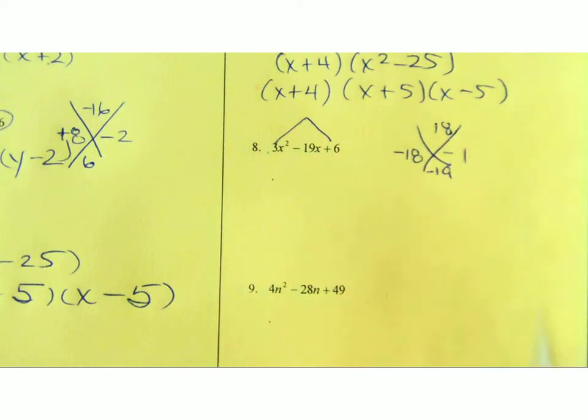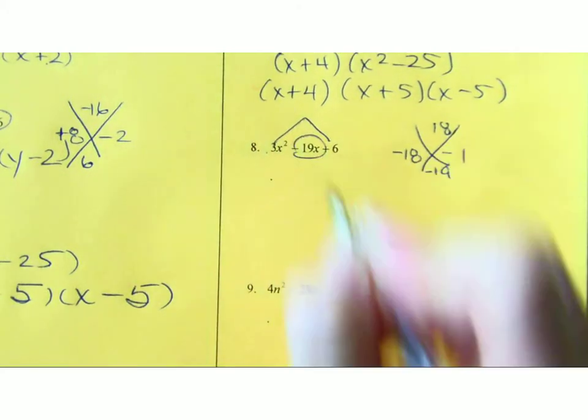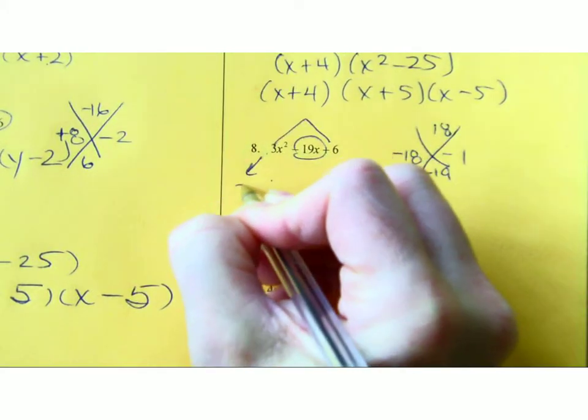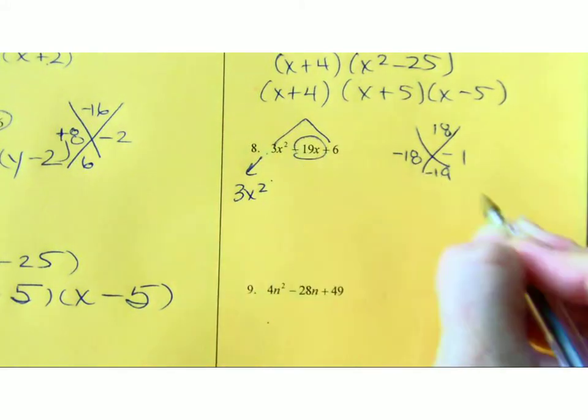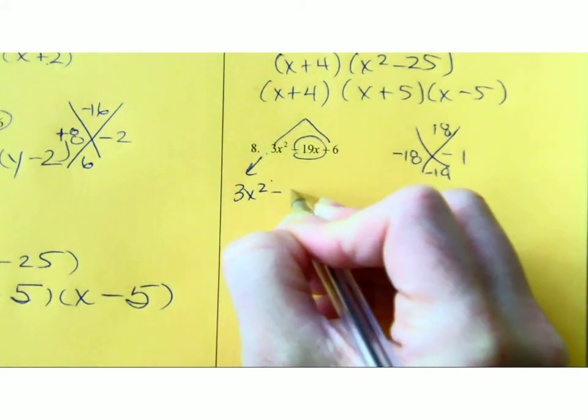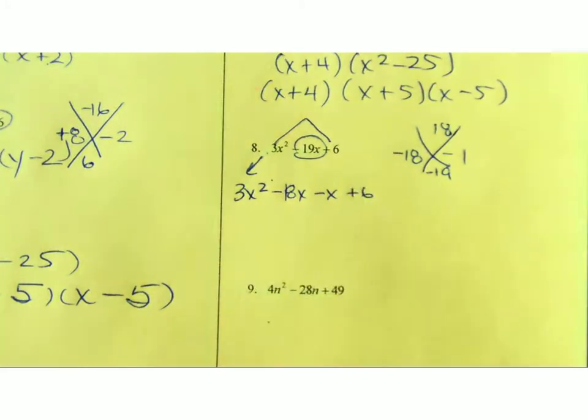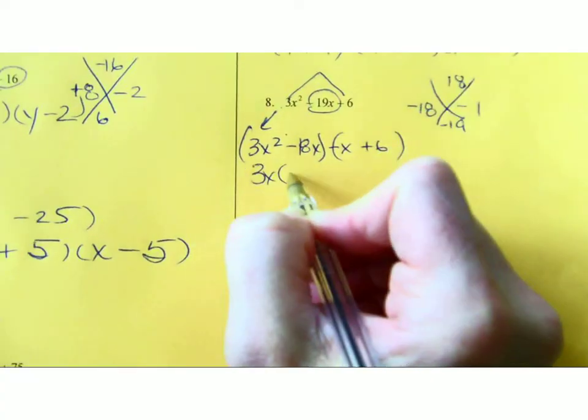I'm looking. I don't see a GCF. I see a coefficient. I've got to do this one the long way. I've got to factor by grouping. 3 times 6 is 18, but a sum of negative 19, that's easy. It's negative 18 and negative 1. And why did I make that? To break down the negative 19.